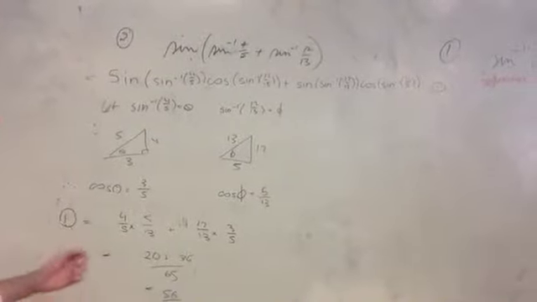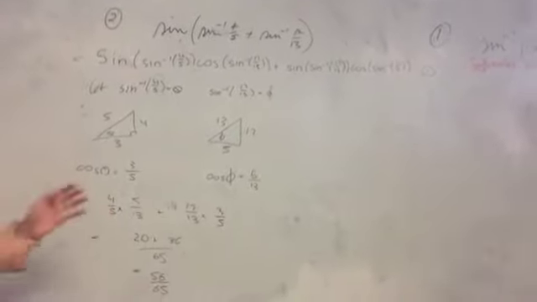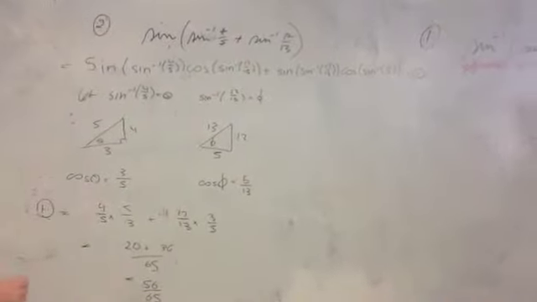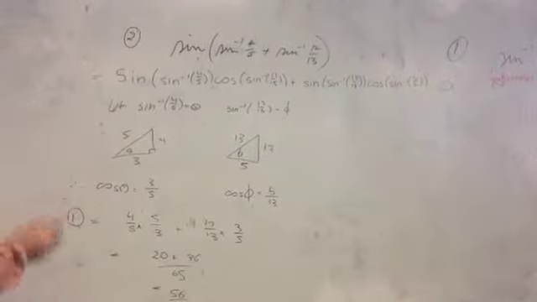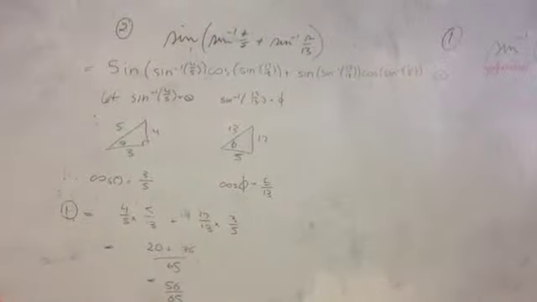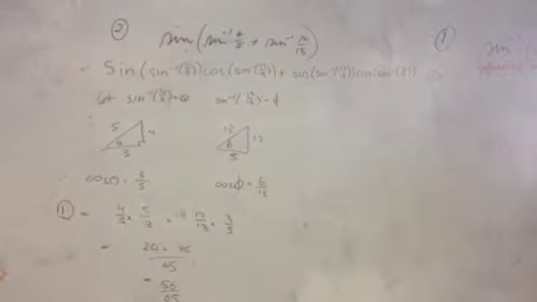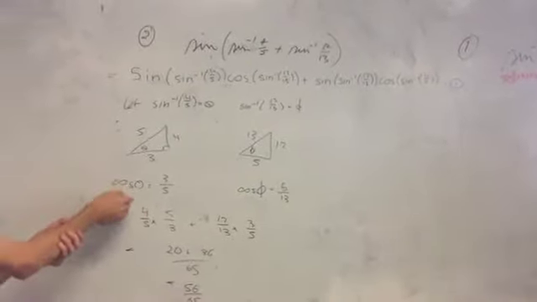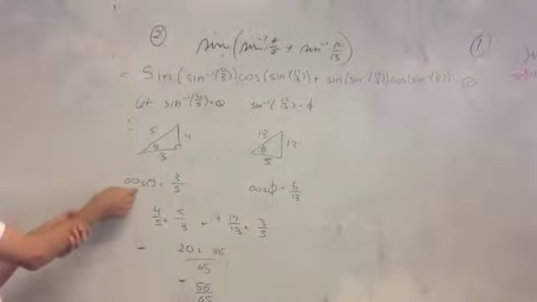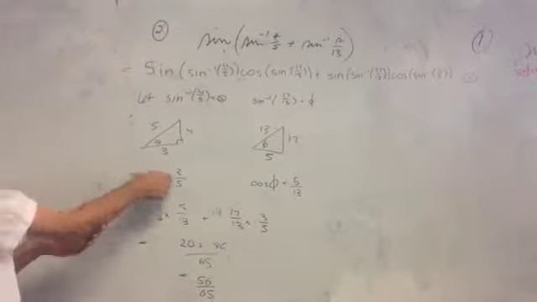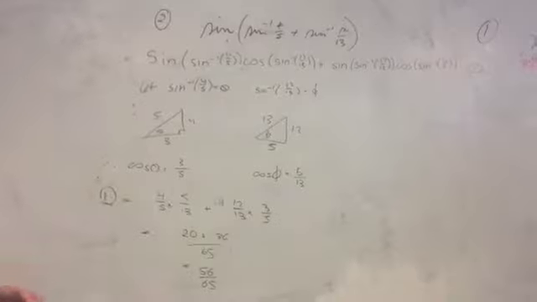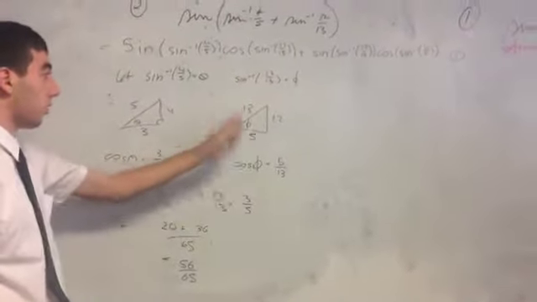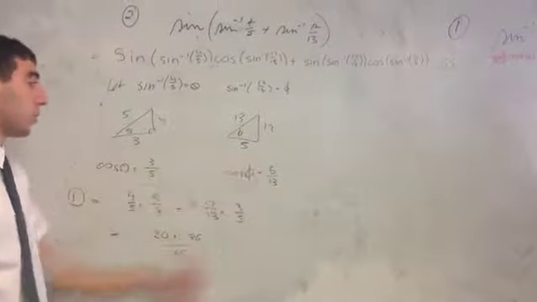But with the cos, you've got the cos of the sine inverse of it. So what you've got to do is let sine inverse 4 over 5 equal an angle and sine inverse 12 over 13 equal an angle. Then you can use the right-angled triangles to figure out what the cos of that angle is. In this case, cos theta equals 3 on 5, and similarly, cos of the sine inverse of 12 over 13 equals 5 on 13.